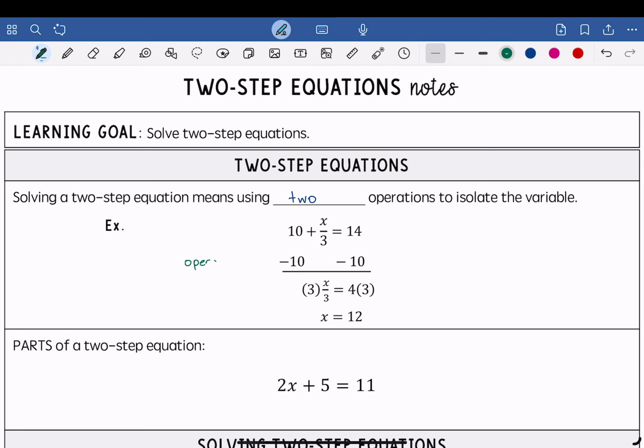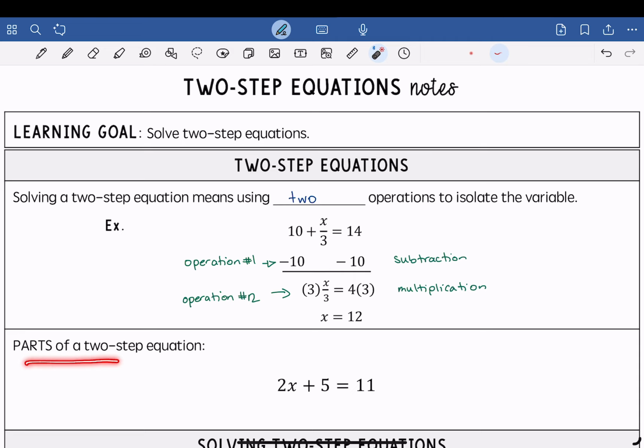Operation 1, which is subtraction, but it could also be addition or any of the four main operations. And then operation 2 here is multiplication, the 3. Let's first learn a little about the different parts of a two-step equation and when you would use it.